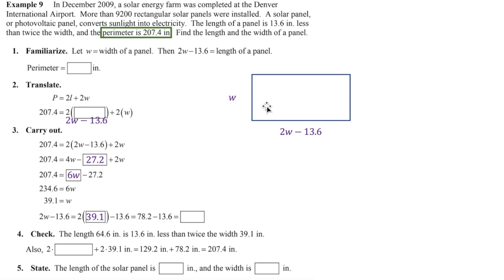So now that I know our width is 39.1, I can substitute 39.1 into our length of 2 times 39.1 minus 13.6, so that our length has to be 64.6. So if our length is 64.6 and that is 13.6 less than twice the width of 39.1, I find that it does check out with our perimeter when I multiply and add again. So finally, the length of our solar panel is 64.6 inches and its width is 39.1 inches.